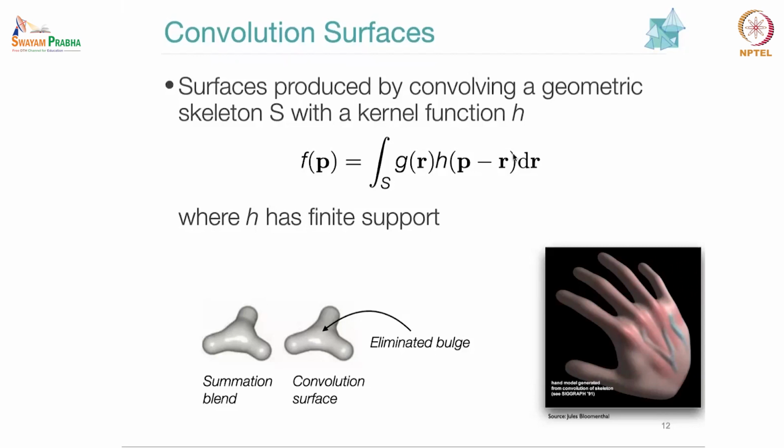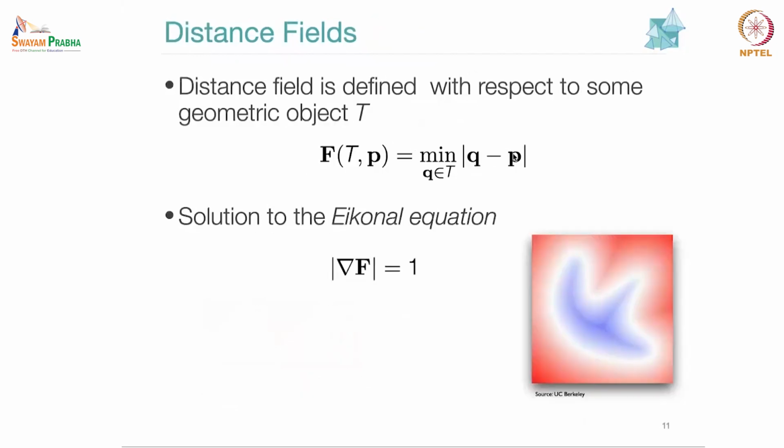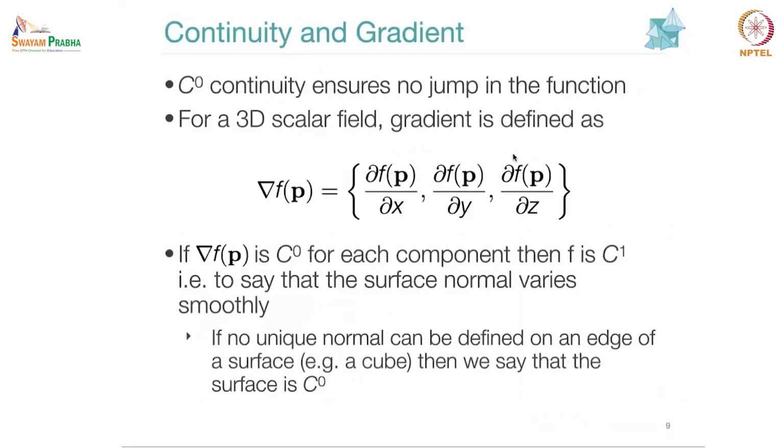It has skeletal elements that are line segments and points. And then instead of summation blending, it uses what is known as a convolution surface, just to avoid some problems with summation blending. We'll come back to that in a moment. So that is the kind of surface modeling that we can do with physics, and much more. So anyway, let's move ahead now.